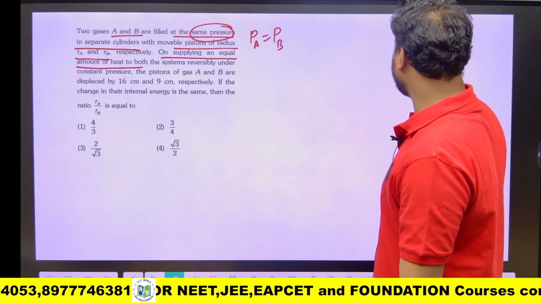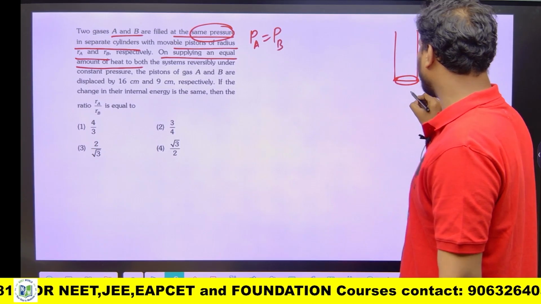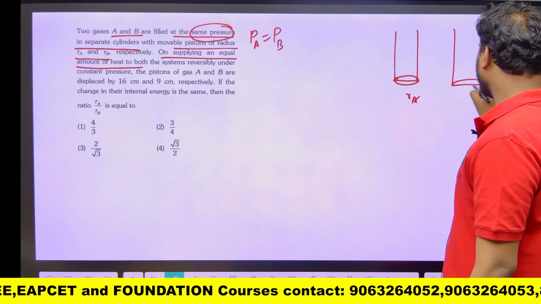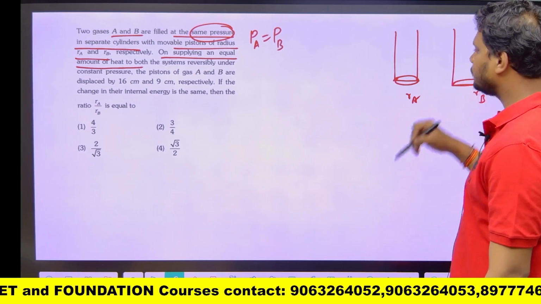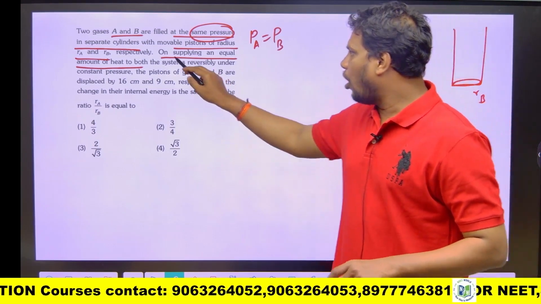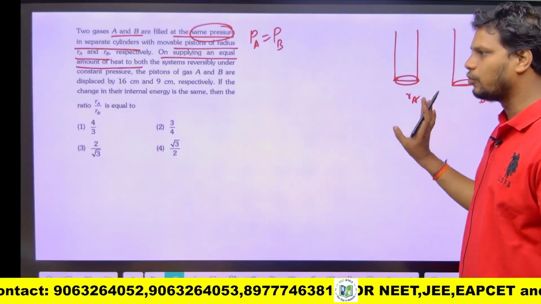The pressure of both the gases is the same, and the radii of the pistons are RA and RB. This is the first piston, and its radius is RA. And I will take a second piston, whose radius is taken as RB. Both the cylinders are at the same pressure, and on supplying an equal amount of heat energy, we are giving the equal amount of heat energy to both the cylinders.